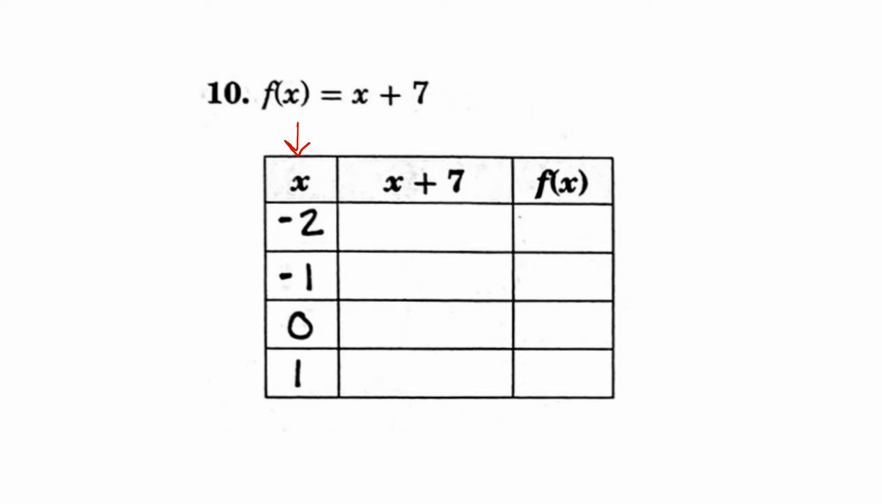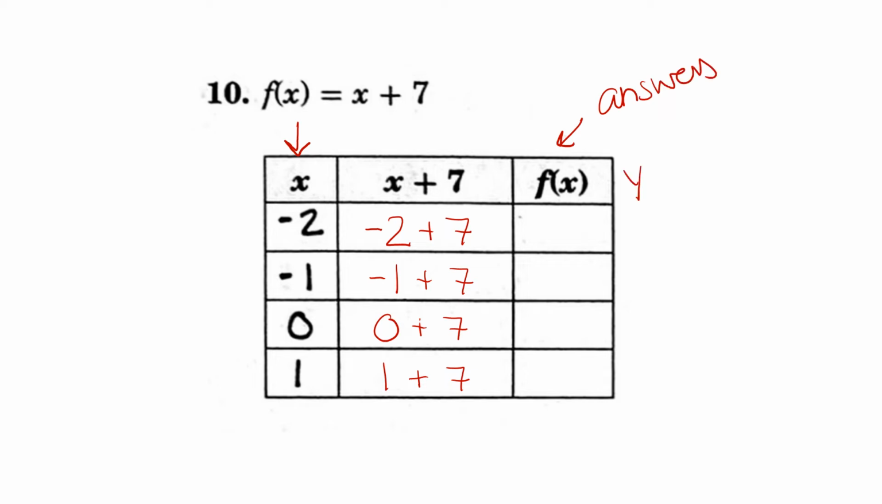So instead of x plus 7, we're going to do negative 2 plus 7, and then negative 1 plus 7, 0 plus 7, 1 plus 7. We set up the problem. The answers go in the f of x column. Sometimes you'll see this called the y column.